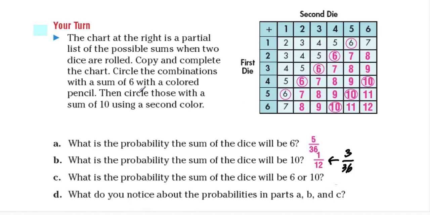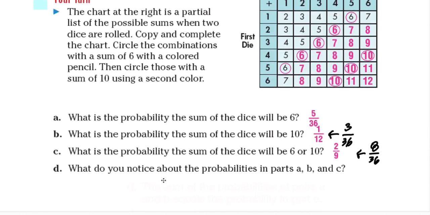What is the probability that the sum of the dice will be 6 or 10? All we need to do is count: 1, 2, 3, 4, 5, 6, 7, 8. That'll be 8 out of 36. And if you put it in simplest form, it would be 2 over 9.